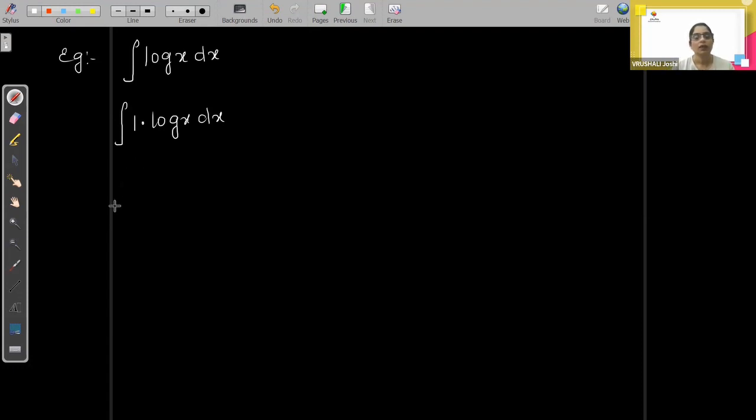Which function will be first? ILATE: Inverse, Logarithmic, Algebraic, Trigonometric, Exponential. What is 1? 1 is an algebraic function, correct? 1 is a constant, it will come in algebraic function. So if you write ILATE, this comes as your second function and this comes as your first function. Are you realizing? That means we are going to say that our u is equal to log x this time, and our v is equal to 1.